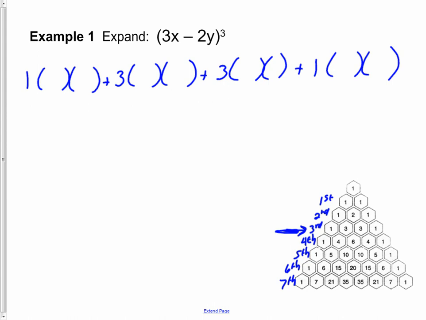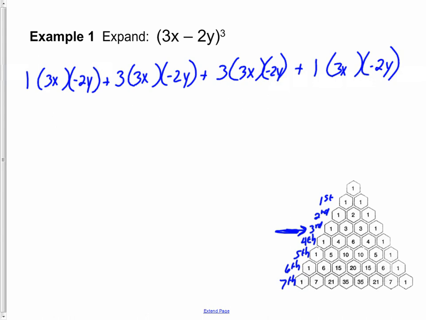Now the first one is going to be your first term. So this will be a 3x and a negative 2y. 3x, negative 2y. 3x, negative 2y. 3x, negative 2y. Now the powers are what are important.